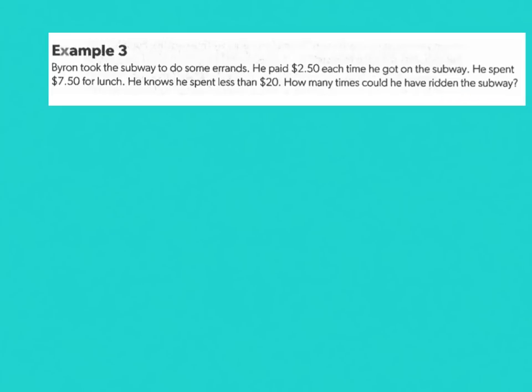Starting back with what is the important information when you look at the story, it says he paid $2.50 each time. Again, when you see this word each or every or per, several clue words like that, it means that's the number that gets the variable. So $2.50 X. As you keep going through the story, it says he spent $7.50 for lunch. And he's not eating lunch multiple times. So that's going to be just plus $7.50.